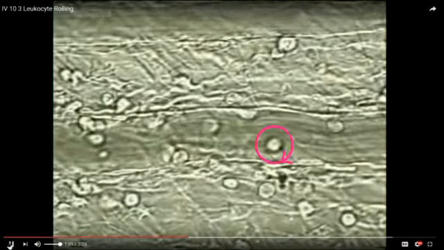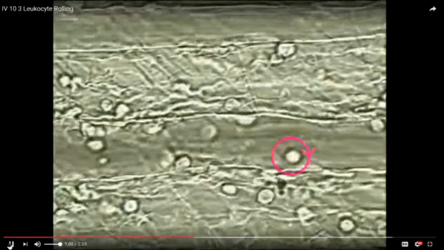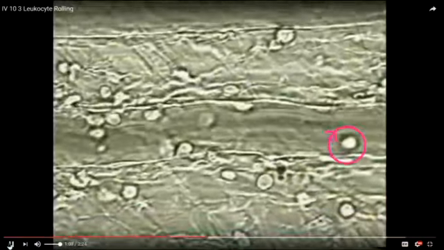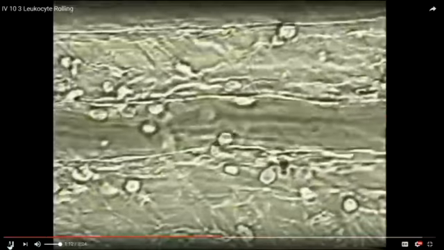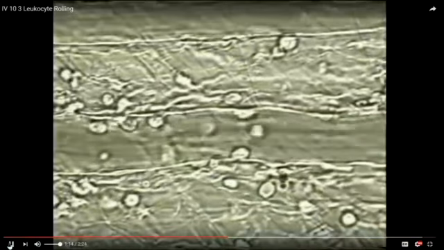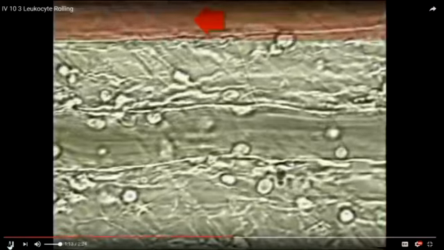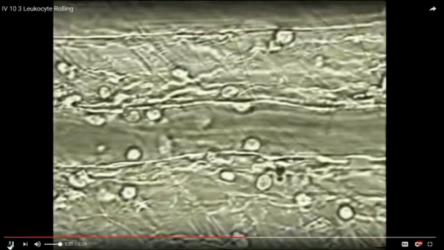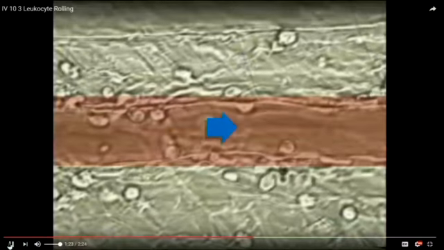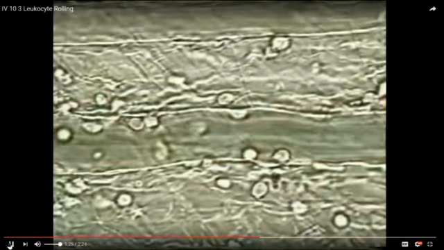Here, leukocyte rolling is observed directly in an anesthetized mouse. The up and down movement of the frame is due to the mouse's breathing. 2 blood vessels are shown. The upper one is an artery with blood flowing from right to left. The lower one is a vein with blood flowing from left to right.